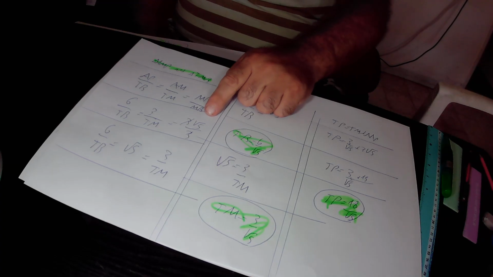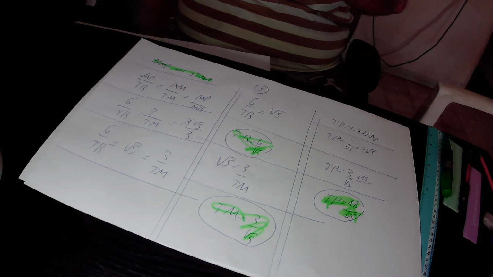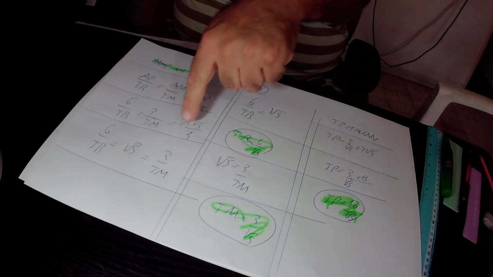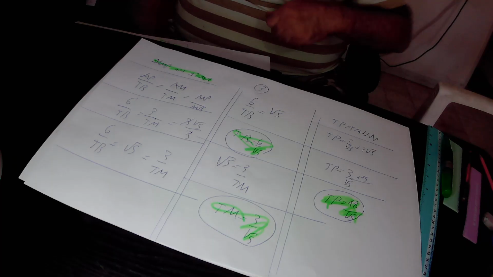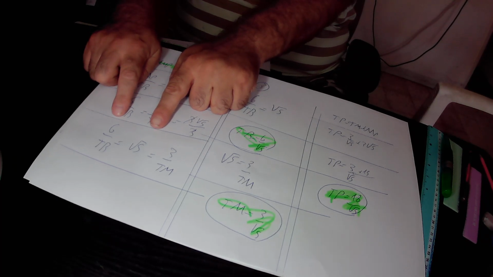We have 3 in the numerator and 3 in the denominator, so 3 will get cancelled. We are left only with square root of 5 here. So in total, 6 over TB equals the square root of 5, which equals 3 over TM. Those two sides are equal to each other, so we get the first equation from those two sides.